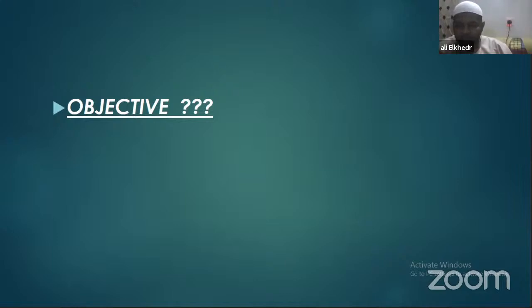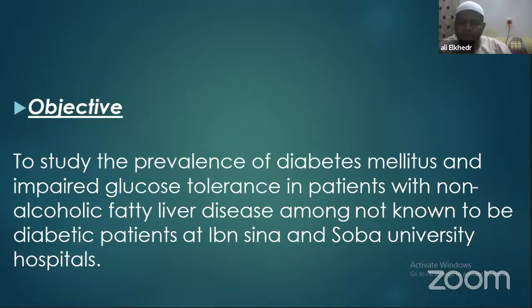Just give us what should be written under the title objective. Any answer? To detect the prevalence of non-insulin dependent diabetes mellitus among patients with non-alcoholic hepatic steatosis in Ibn Sina Hospital. Exactly, certainly. Thank you so much. The objective: to study the prevalence of diabetes mellitus and impaired glucose tolerance in patients with non-alcoholic fatty liver disease among patients admitted at Ibn Sina Hospital and Soba University Hospital in Khartoum.